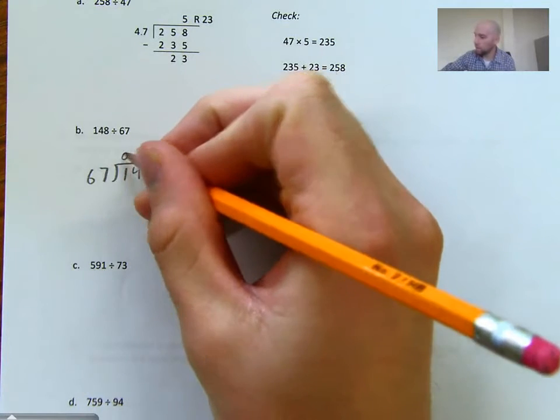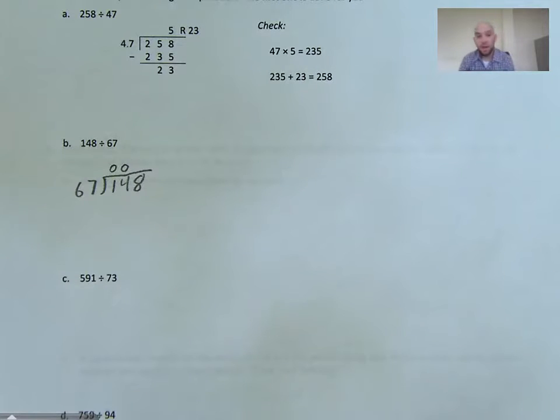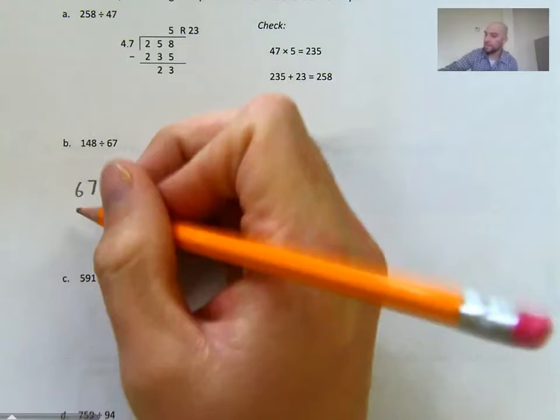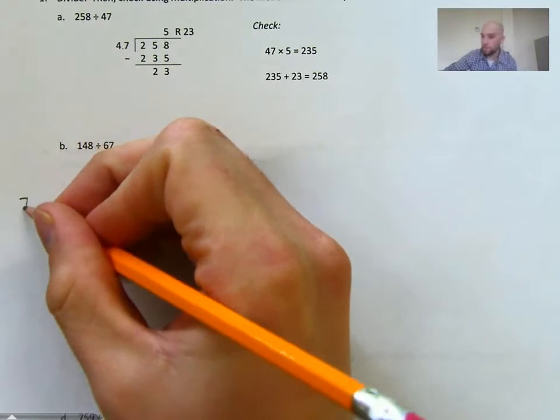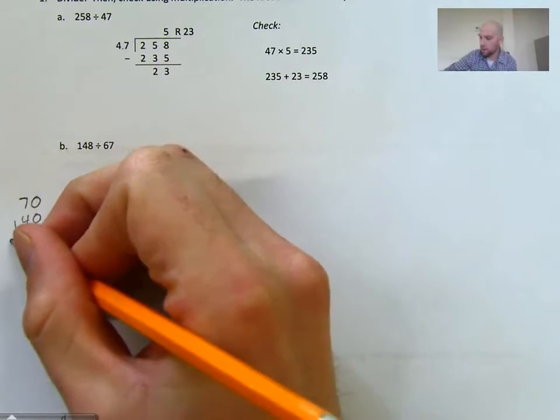67 does not go into 1. It does not go into 14, but it will go into 148. We need to round that divisor to make it a little bit easier for us to find out how many times 68 might go into 148. So I'm going to round 68 to 70. And we'll make a little factor tree here. We have 70, 140, 210.